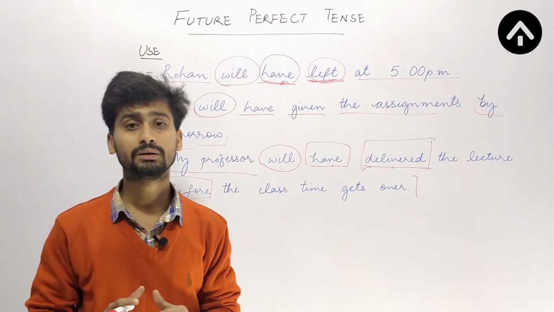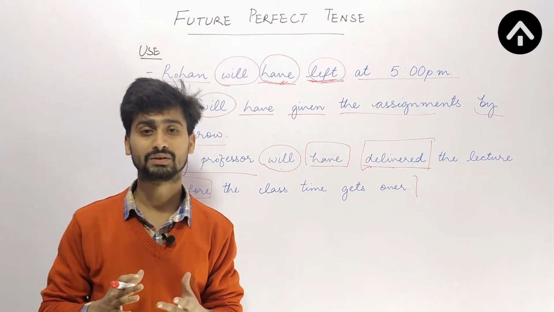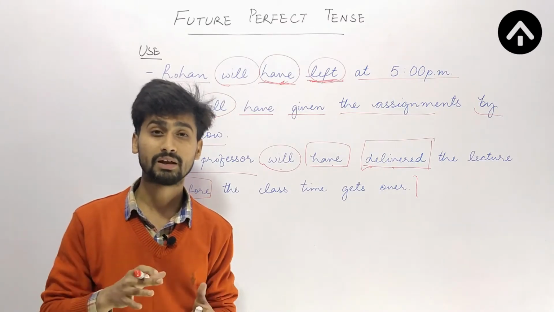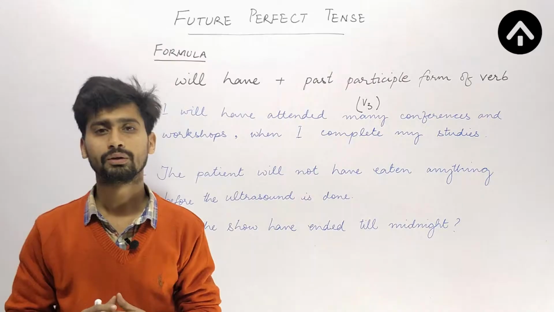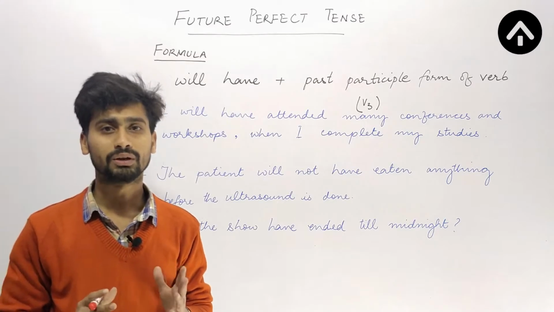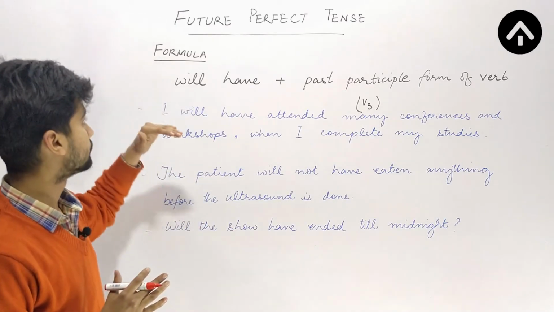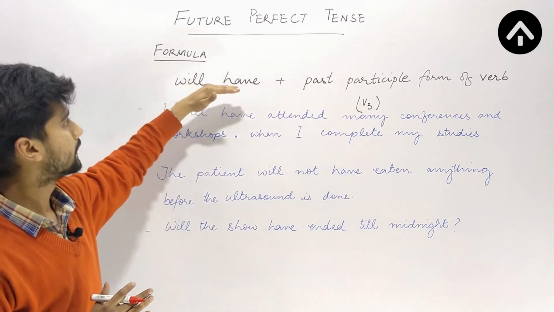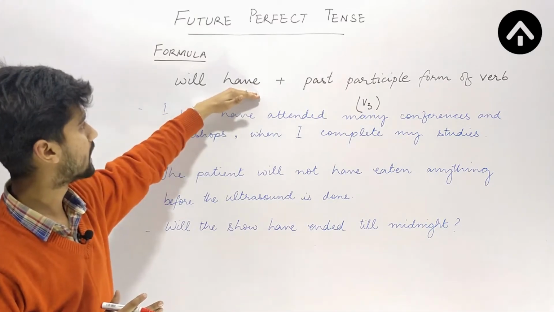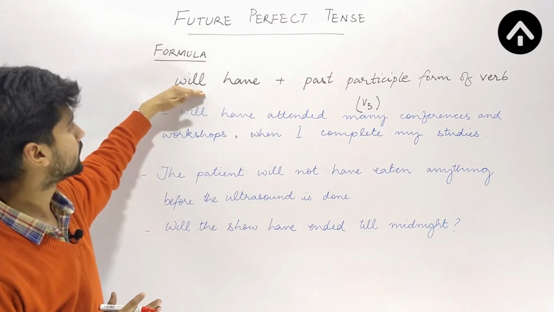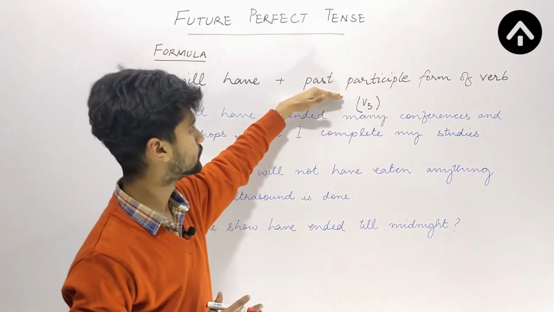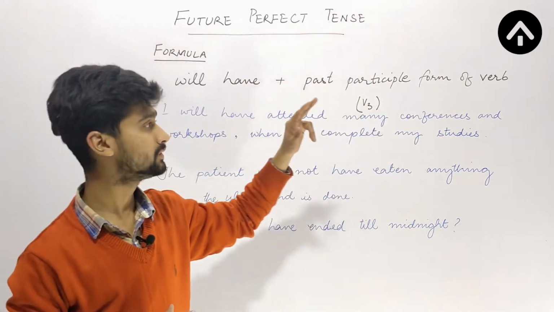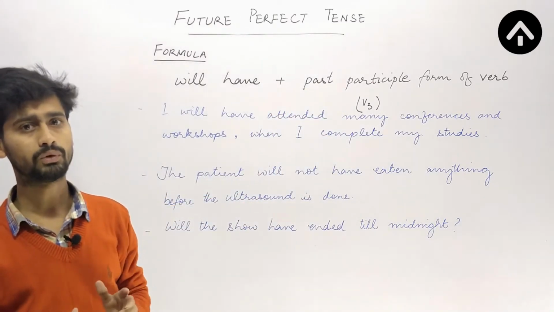Now we will look at the formula for framing sentences of future perfect tense, with the help of which it will be easier for you to remember it. Let's take a look at the formula of future perfect tense. First of all we will be using will. Along with that we will be using have. Will is for future tense and have is for perfect aspect. After that we will be using the past participle form of the verb, that means the third form of the verb.